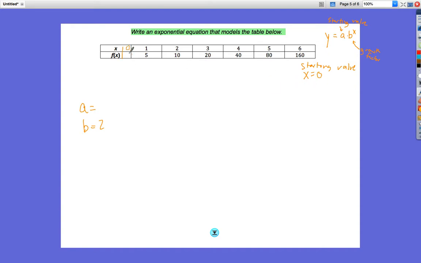So it has to be back here. So if we're multiplying by 2 every time we take a step, that means something must have been multiplied by 2 to get to 5. So you can set up another equation if you want.